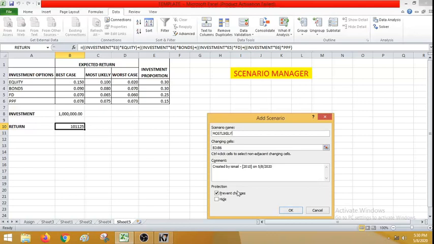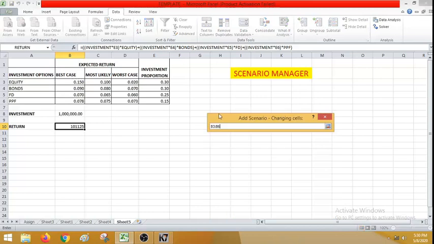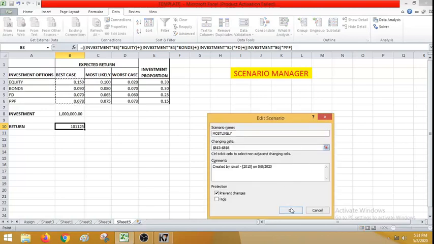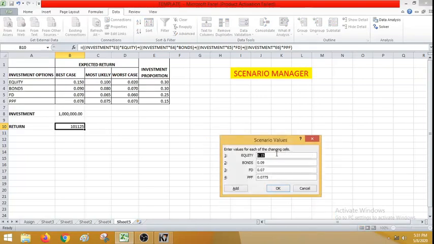So what is going to be the second scenario? Most likely. Okay, the system has already taken the changing cells itself. So again the changing cells are B3 to B6, I have taken. Fine. So okay, what is going to be the return here? Here it is 10%, 8%, FD is going to be 6.5%, and the PPF is going to be 7.5%.